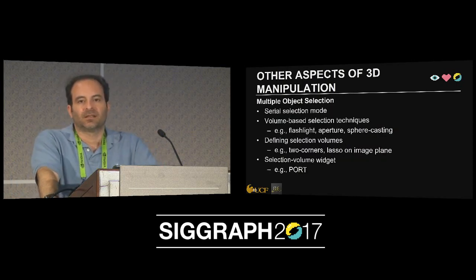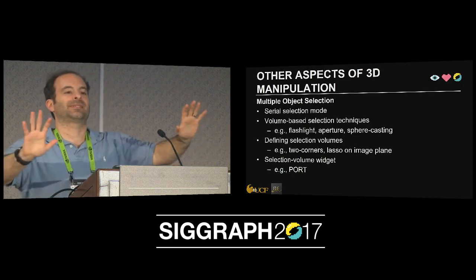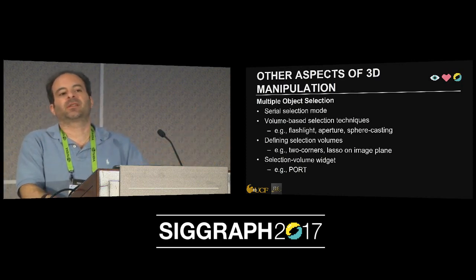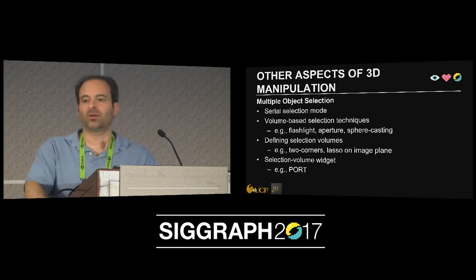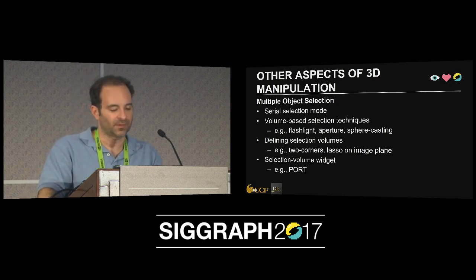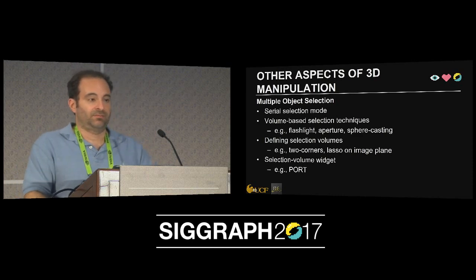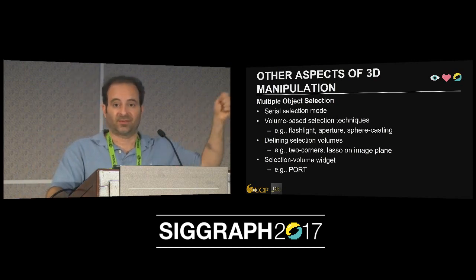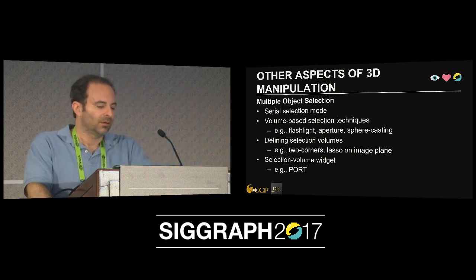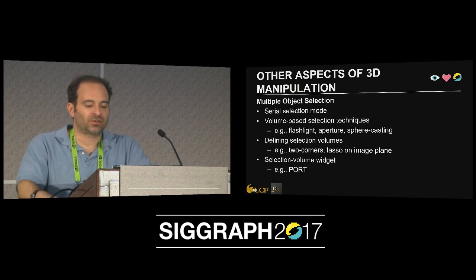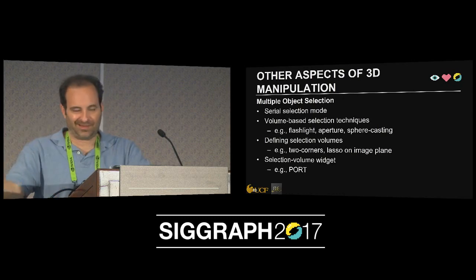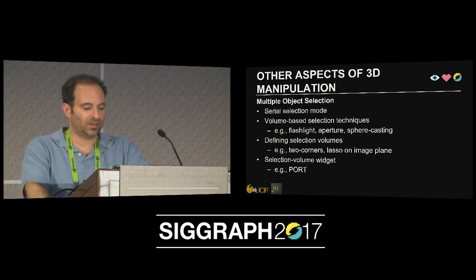All right. Now, we've just been talking about single object selection. What happens if I want to select more than one object? I want to do multi-object selection. Well, there's a whole slew of techniques for doing that. You could simply select one object after the other, but that's boring. It's not any fun. There are volume-based selection techniques, like the flashlight aperture and sphere casting ones, and you can adapt those to select more than one object.